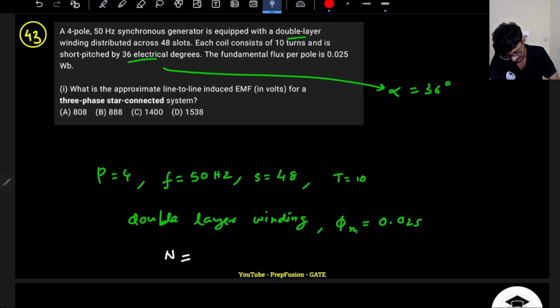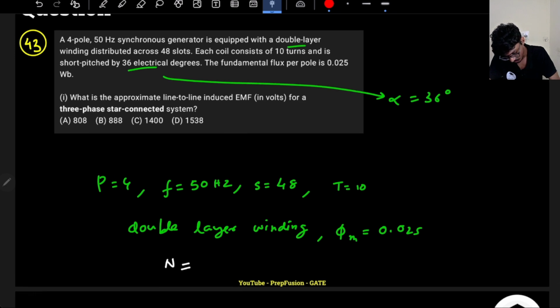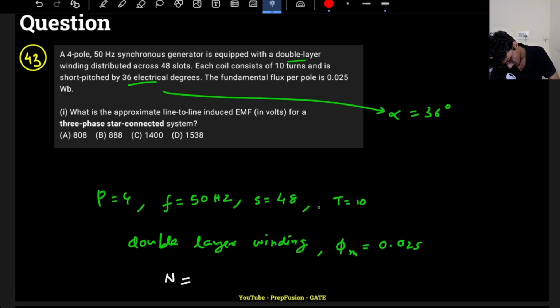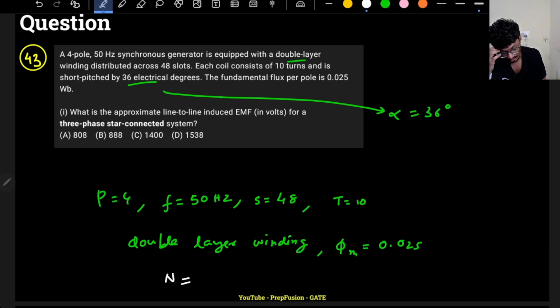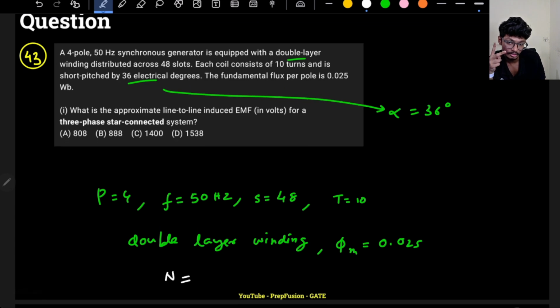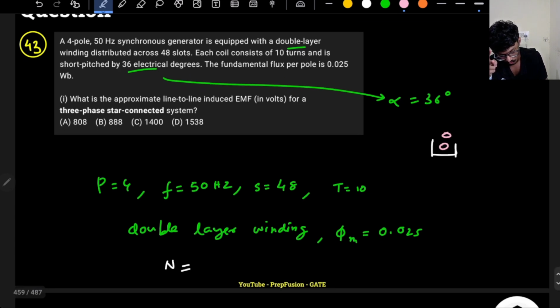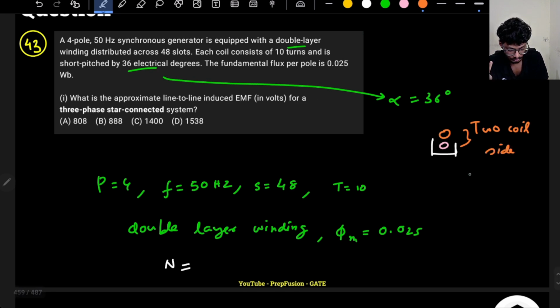So how many total number of turns I have? Each coil has 10 turns, and it is double layer. I have total 48 slots. So how many total number of coils I will have? As it is double layer, if you remember, the number of slots and the number of coils will be equal. Each slot will contain 2 coil sides. 2 coil sides meaning one coil. I hope you have revised the previous lecture. So the total number of coils will be total number of slots, that is 48.